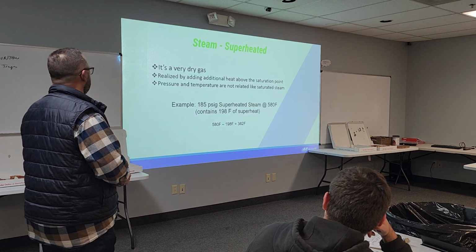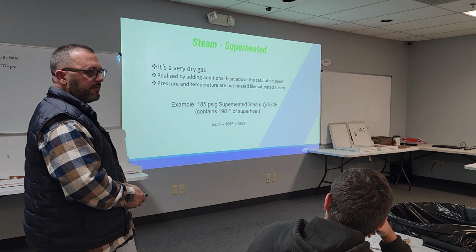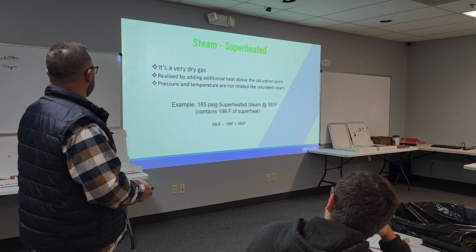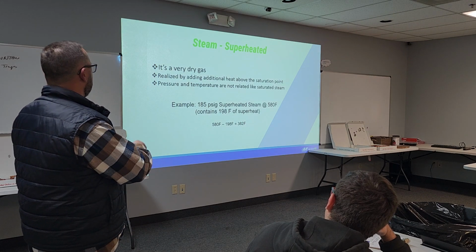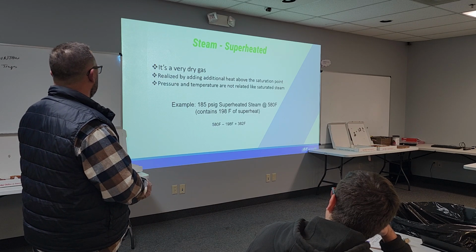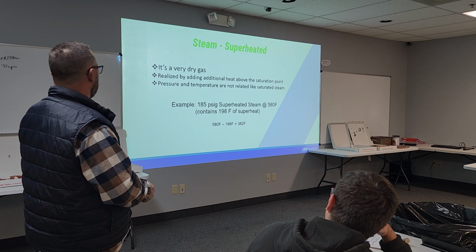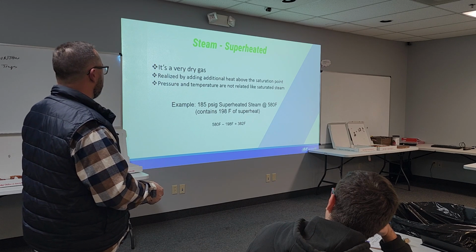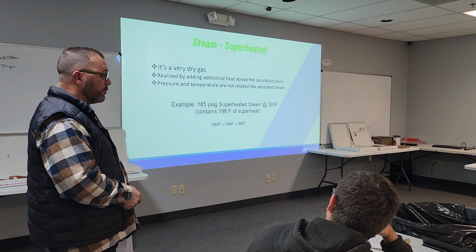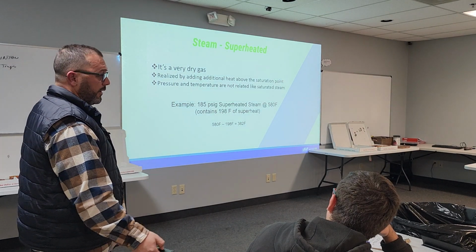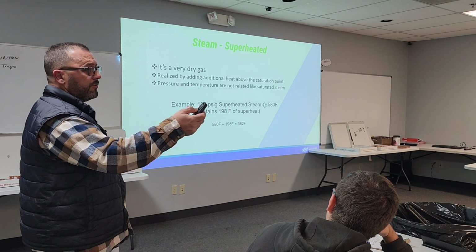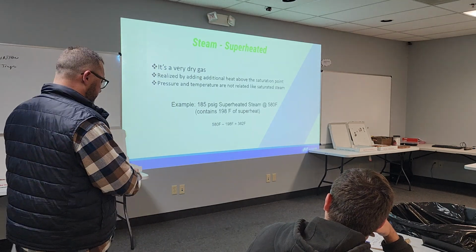But we're not going to lose the steam when we're talking process, when we're talking pharmaceuticals and all the different areas, the food plants. So superheated steam is a very dry gas, realized by adding additional heat above the saturation point. As we said, the pressure and temperature are no longer related. And so this is that example, 185 psi at 580 degrees F. So there's basically an additional 382 degrees of superheat for that. And again, why are we doing it? It's so that we can get steam all the way to, who knows how many miles away, to that end use.